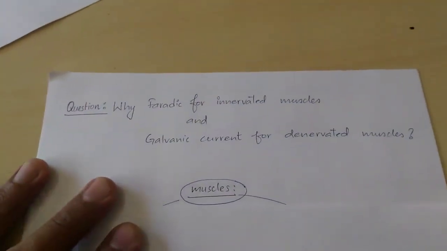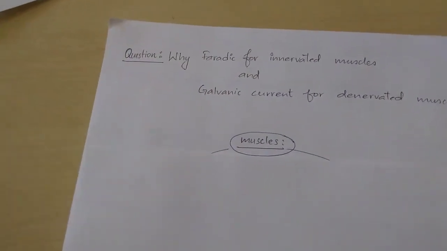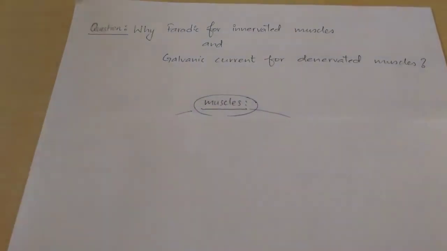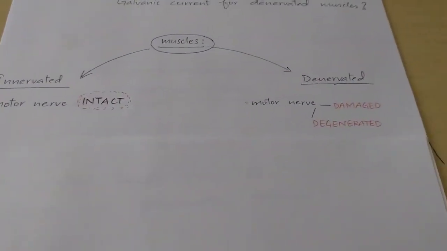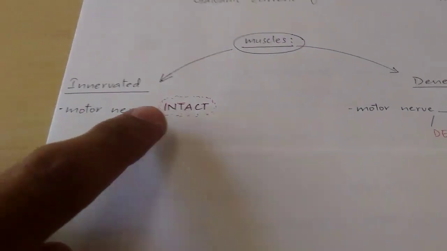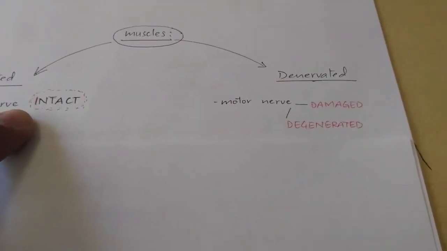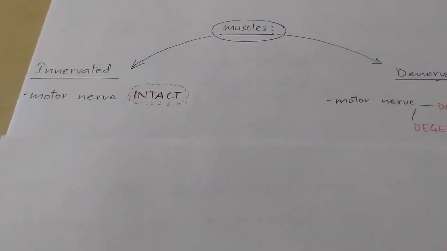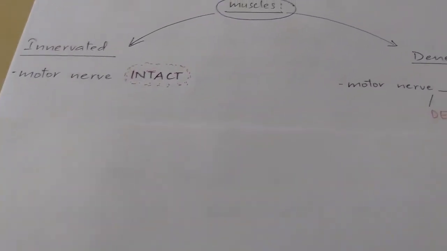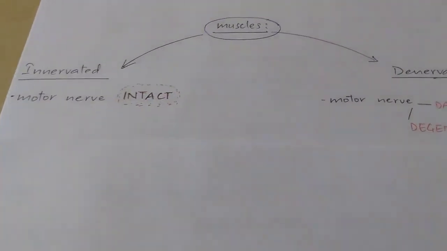So we'll move to our question. We have not answered our question. After having a look at Faradic and galvanic current, we'll have a look at innervated and denervated muscle also. Now what are the muscle types? Innervated and denervated. Innervated means the motor nerve is intact, and denervated means the motor nerve has been damaged or degenerated because of neuronotmesis, axonotmesis or complete injury to that motor nerve.